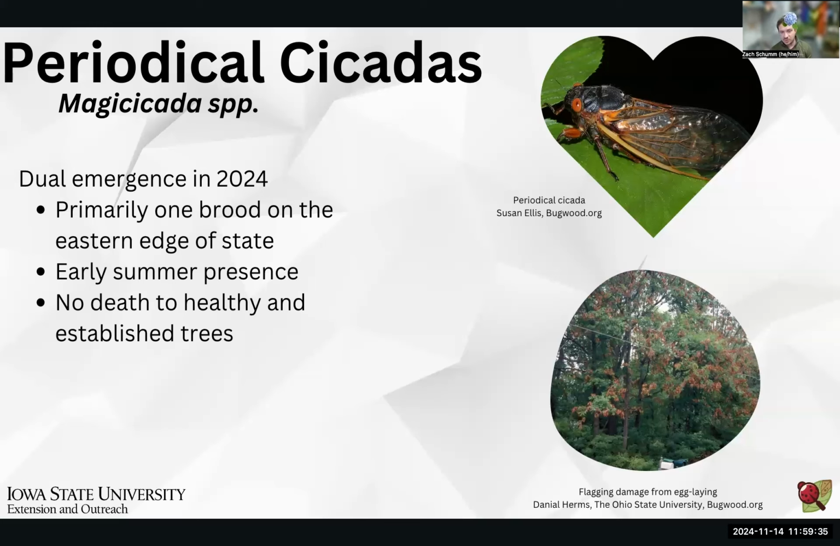But this is not going to kill those well-established trees. They're going to be fine. They're going to grow out of it the following season. So it's just going to be a temporary weird look to those trees, and they'll be perfectly fine. If you have saplings, or not really saplings, they're a little bit too small, but if you have smaller trees, ones that aren't as well established in the landscape, those can experience a little bit more dieback, and you can cover your plants in netting. But the good news here is we won't have to deal with these for another 13 or 17 years. But I bring it up nonetheless because it was a really big story in 2024.